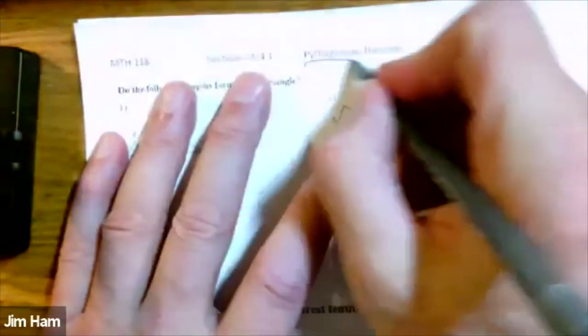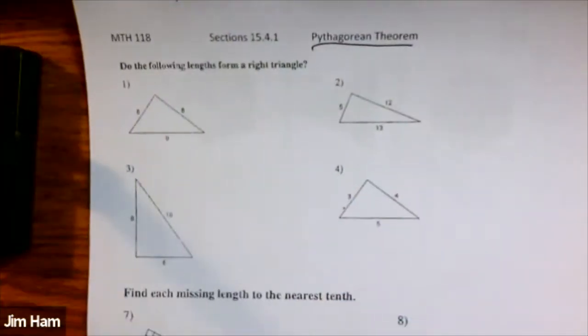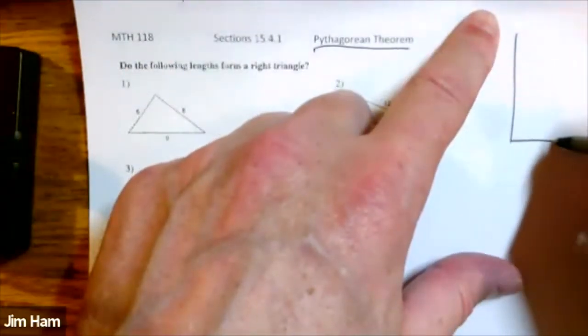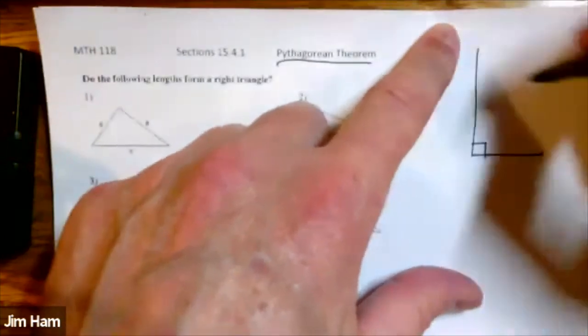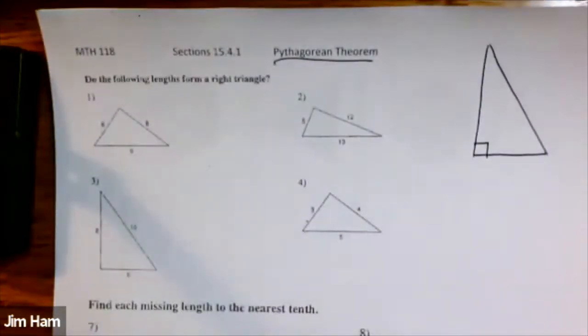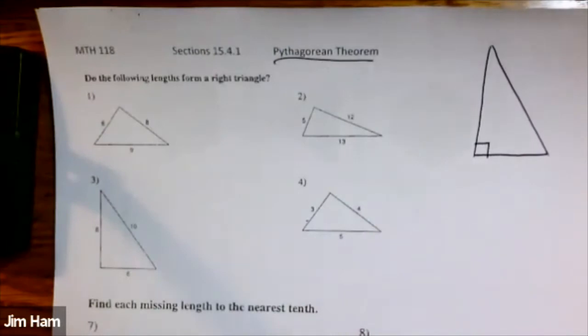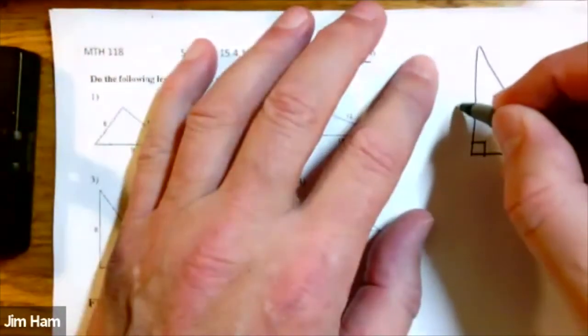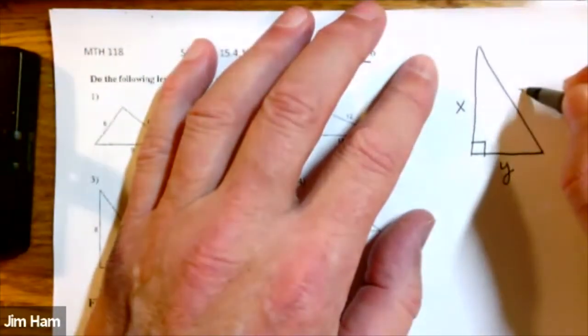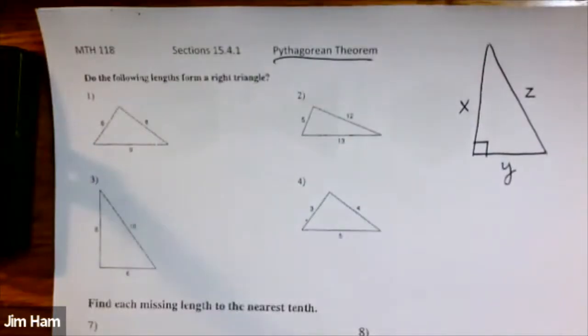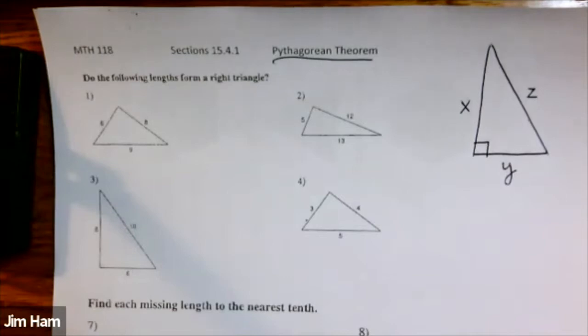Okay, let's go to the Pythagorean theorem. The Pythagorean theorem is a theorem inside a right triangle. All that's required is that you have a triangle, three sides connected together, where one of the angles is a right angle. Then if you label the sides with some variable names like A, B, and C, or X, Y, and Z, it turns out that the sum of the squares of the two legs of a right triangle is equal to the square of the hypotenuse.